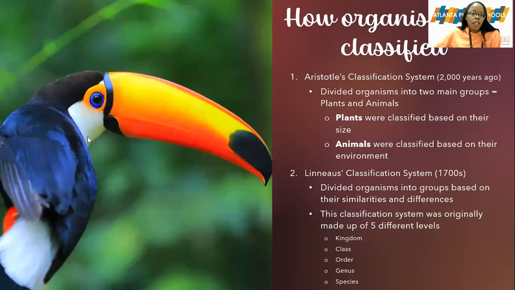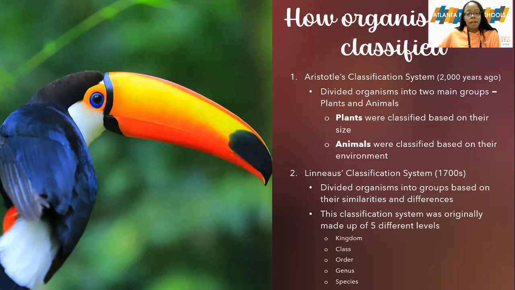Okay, so we're going to get into the meat of things, how organisms are classified. We're going to go down a timeline, starting from about 2,000 years ago with Aristotle. Aristotle is a very well-known scientist who pretty much established this classification system way back 2,000 years ago. What Aristotle did is he divided organisms into 2 main groups, and those 2 main groups are pretty self-explanatory. They were plants and they were animals.